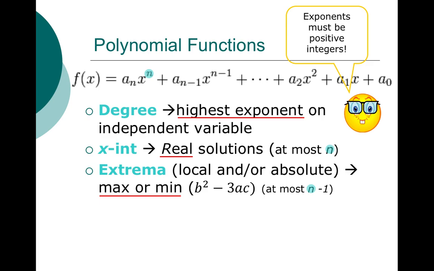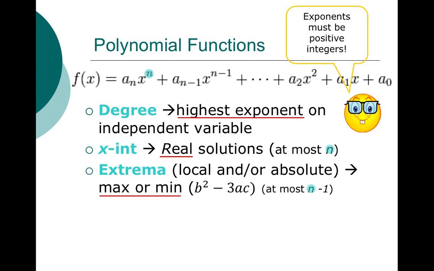Whoa, what is that formula? It kind of looks like, don't say it, don't say discriminant. It's not a discriminant. That is not a piece of the quadratic formula. It has no special name because it's not used as often as the discriminant. For this unit, you need to remember b squared minus 3ac has something to do with extrema. You have at most n minus 1 extrema.